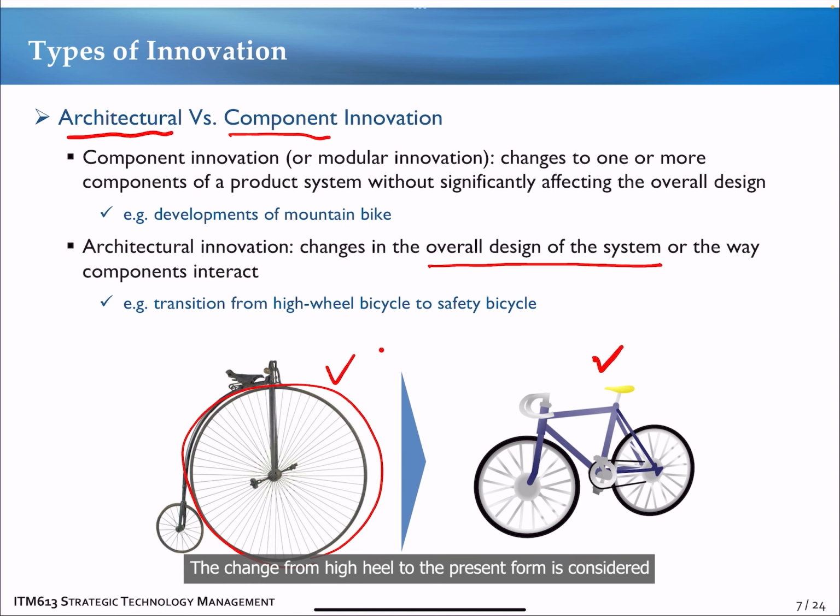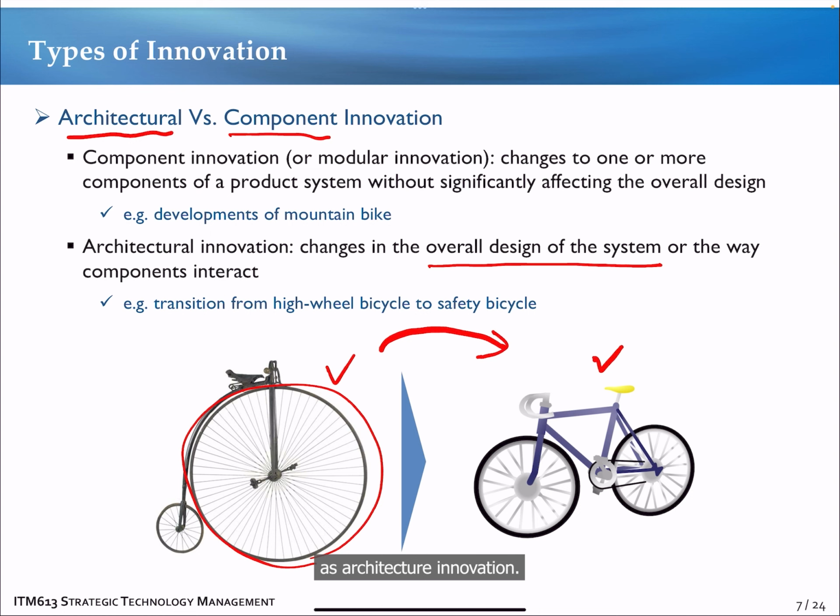The change from high wheel to the present form is considered as architectural innovation. But the developments of road bike or mountain bike are just component innovation because the architecture has not been changed. Only some components of bicycles are improved or changed.